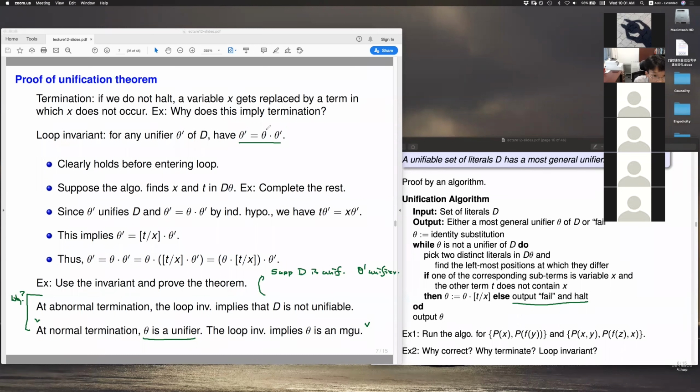Then by the loop invariant, which applies to any unifier, the following relationship is true: theta prime is equal to theta composed with theta prime. What does this mean? For D theta, if you apply substitution theta prime, that's going to be the same as D theta prime, because this composition is the same as theta prime. So this will be a singleton set.